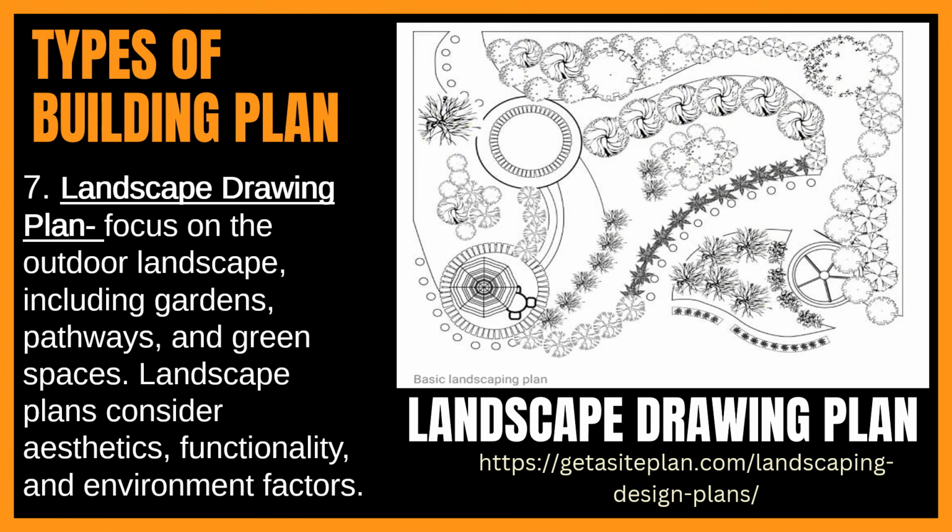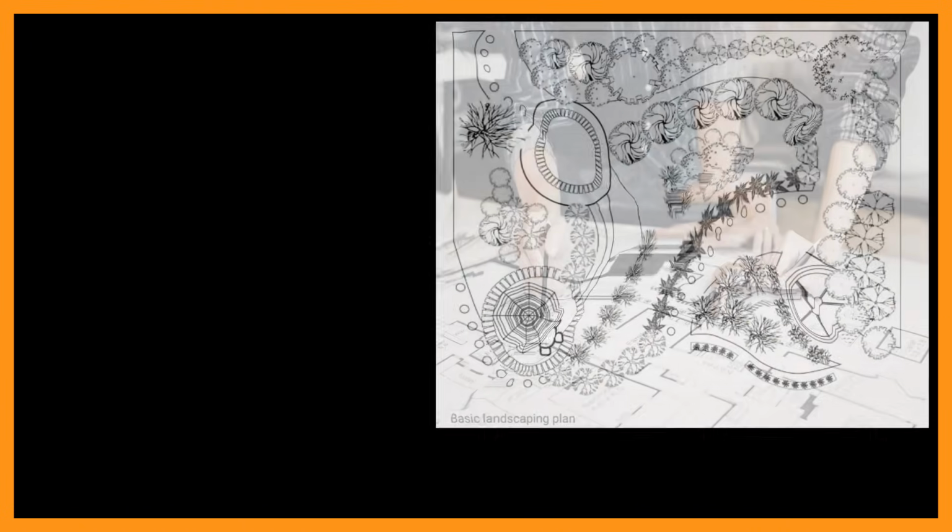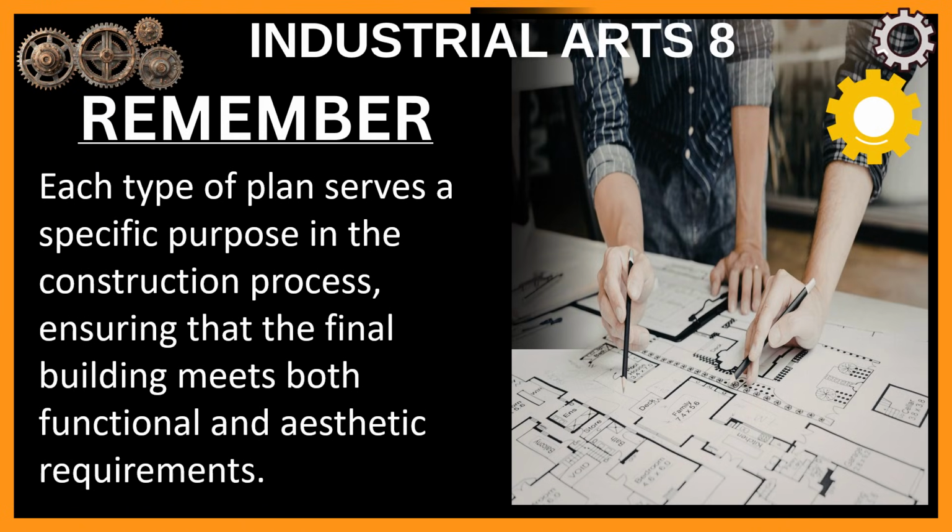The landscape drawing plan focuses on the outdoor landscape, including gardens, pathways, and green spaces. Landscape plans consider aesthetics, functionality, and environmental factors. Remember, each type of plan serves a specific purpose in the construction process, ensuring that the final building meets both functional and aesthetic requirements.